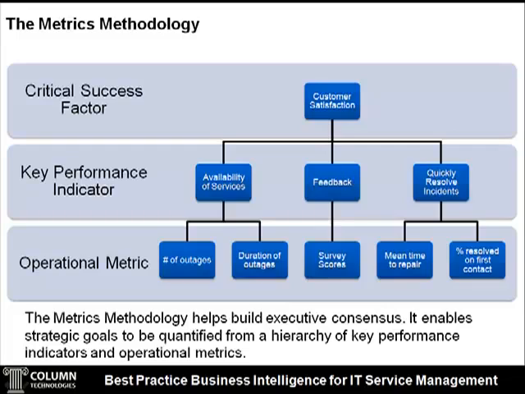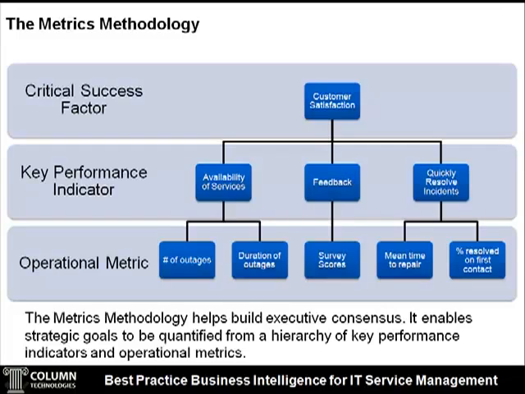And last is a critical success factor, a strategic goal defined in business terms. Maintain or improve customer satisfaction is a strategic goal. This is the most important metric, but also the most difficult to measure. So because we cannot measure strategic goals directly, we're forced to build a hierarchy of metrics. And now you have the second reason for adopting the metrics methodology.